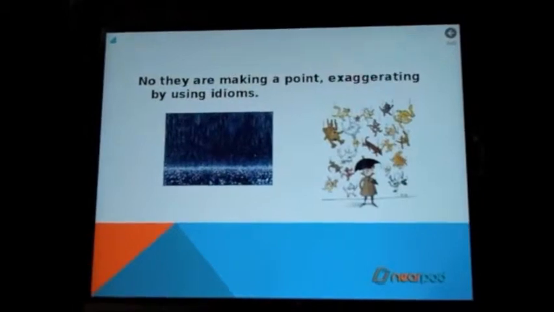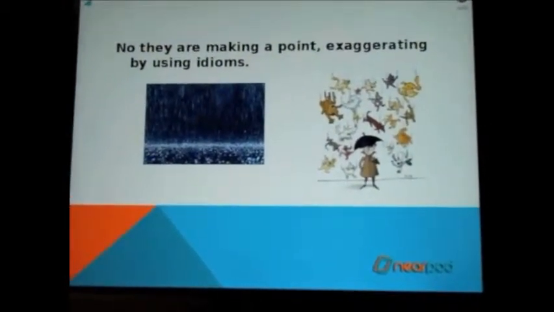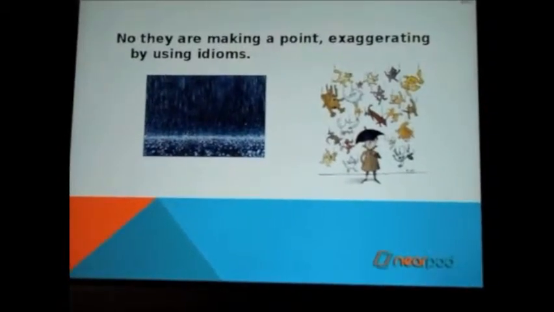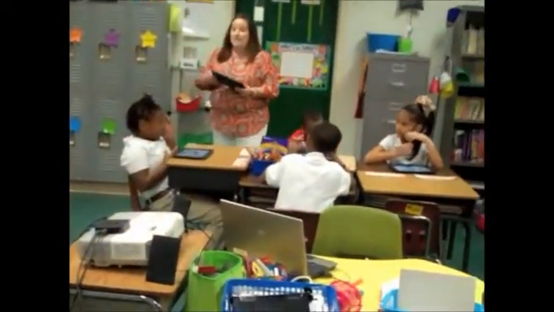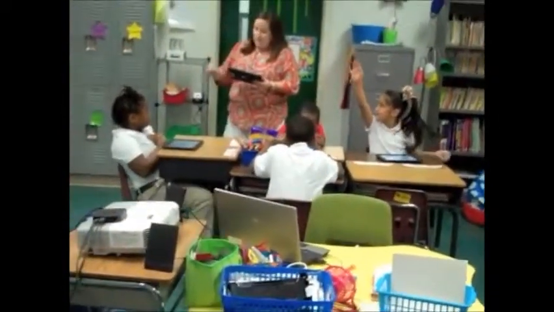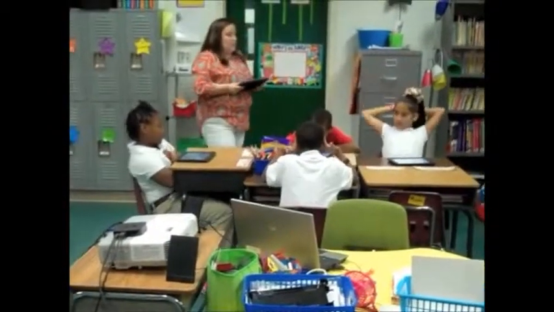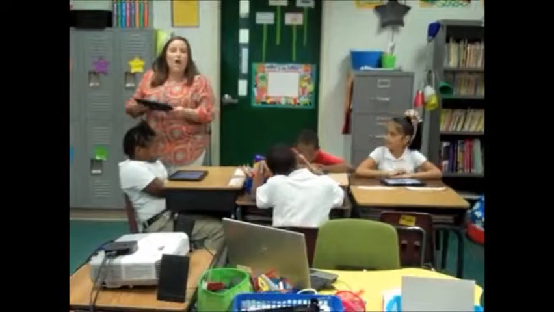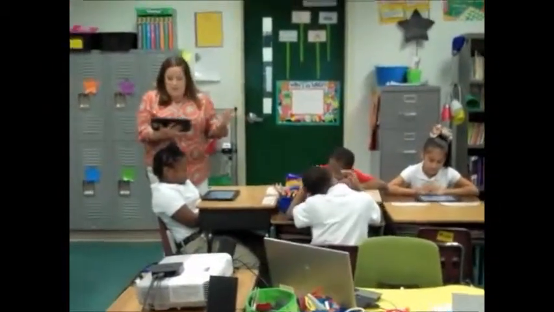Okay, if you look at the picture on the right, that's the literal meaning of raining cats and dogs. What is the non-literal meaning of this idiom, Chantel? The person that's having an umbrella with the cats and dogs falling from the sky. Okay, that's the literal meaning. That is what it actually means, raining cats and dogs. What does it mean non-literally, Jasmine? Raining hard. That's the point they are trying to get across by exaggerating that it's raining cats and dogs.